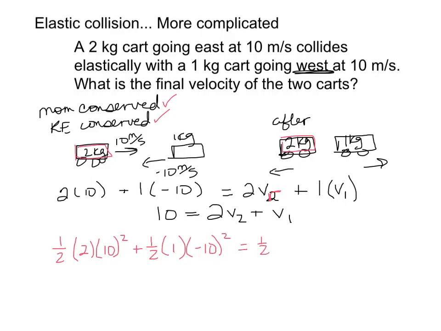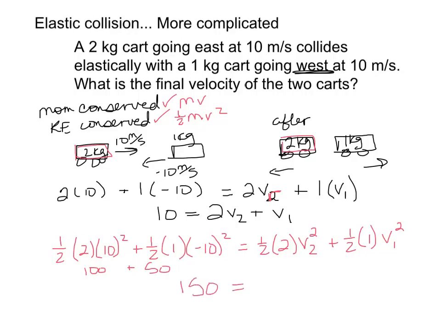Equals 1/2 the mass. We don't know what the velocity of this guy is, so we're going to call it V2, but we have to square it. Plus 1/2 times the mass times V1, and we have to square that. 1/2 mv squared. Momentum, mass times velocity; kinetic energy, 1/2 mv squared. All right, so simplifying this, this is 100 plus 50. So we have 150 is equal to V2 squared plus 0.5 times V1 squared.